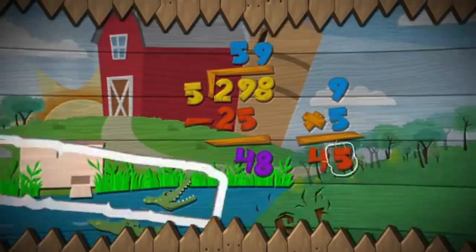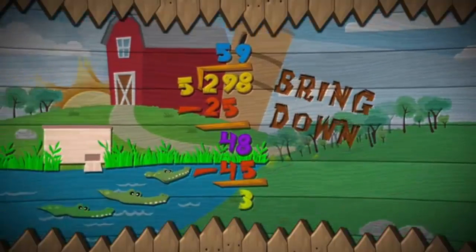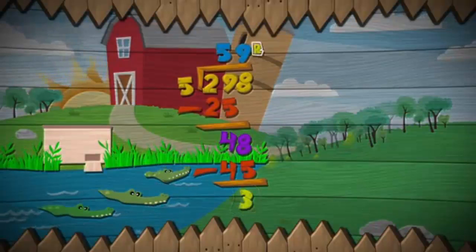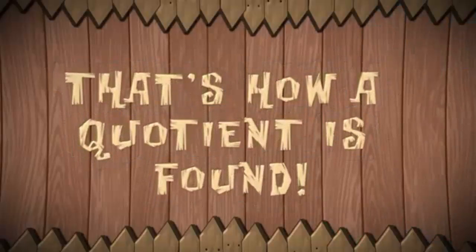Divide, multiply, subtract, bring down. And when there's a remainder, write R, followed by what's left over. That's how a quotient is found.